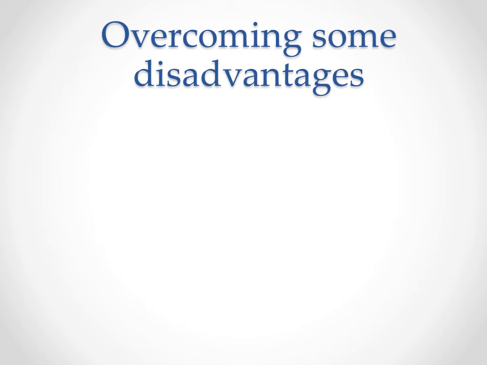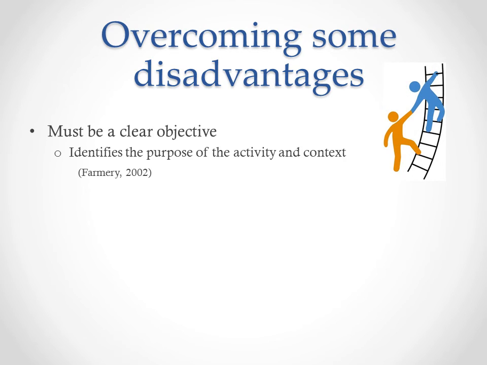There are, however, some suggestions on how to overcome some of these disadvantages. Farmery, 2002, stated that when planning for cross-curricular teaching, there must be a clear objective. For example, when teaching English and science together, it must first identify if science is being used as a context within English, or if English is being used as a context within science. These clear objectives make assessing easier and should prevent the fragmentation and watering down of subjects.